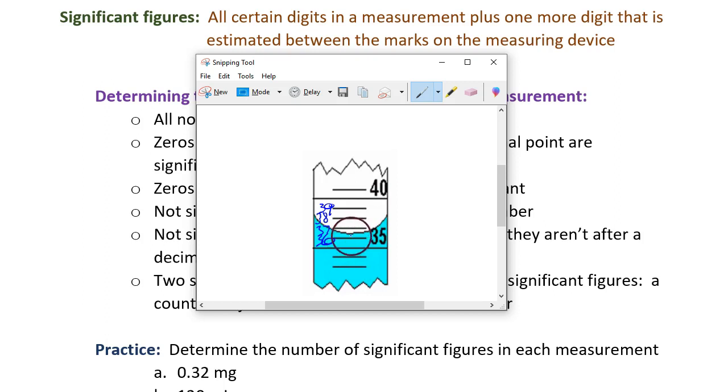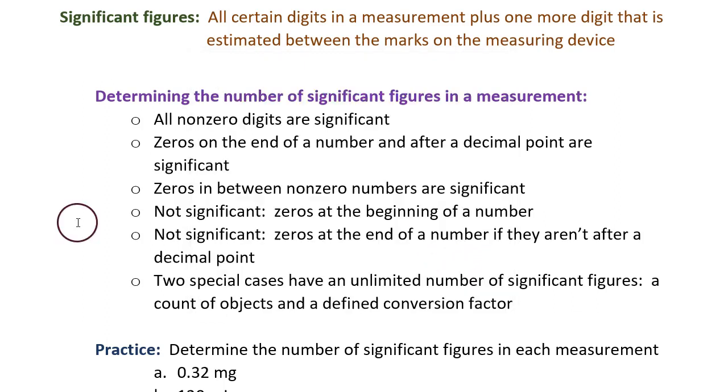We know for sure that the meniscus is above the 36. So our answer is 36 point, and then we're going to estimate one more digit. It appears to be exactly halfway between this mark and this mark, so I'm going to estimate a 5, and this would be in milliliters. 36.5 milliliters is the answer to this question. How'd you do? By the way, this number has 1, 2, 3 significant figures in it.